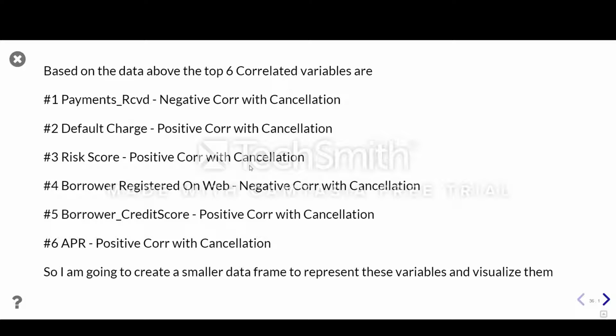And then after doing correlation, these were the top 6 correlated values. Top being payments received, this is a big one. Default charge was 2, had a positive correlation. Payments received had a negative correlation. Then risk score, borrower registered on web, borrower credit score, and then APR.